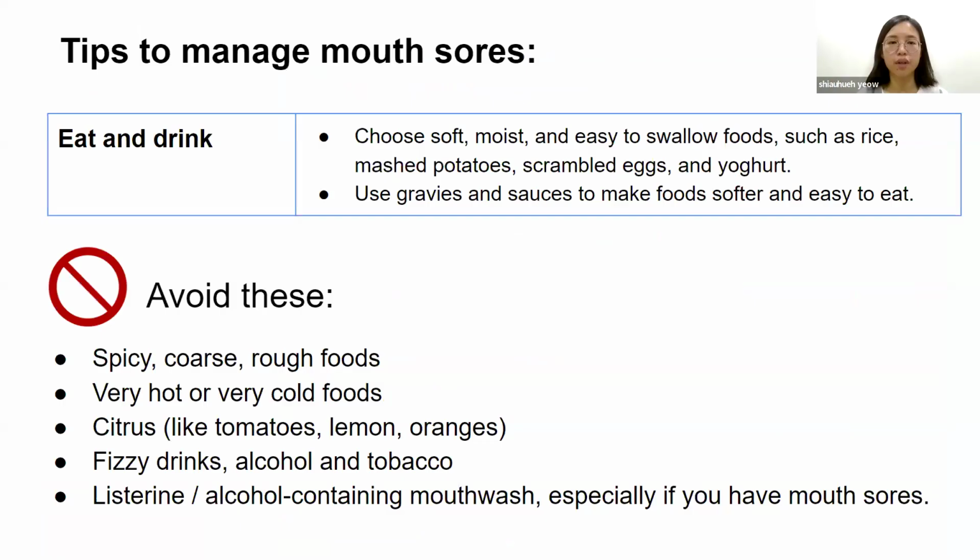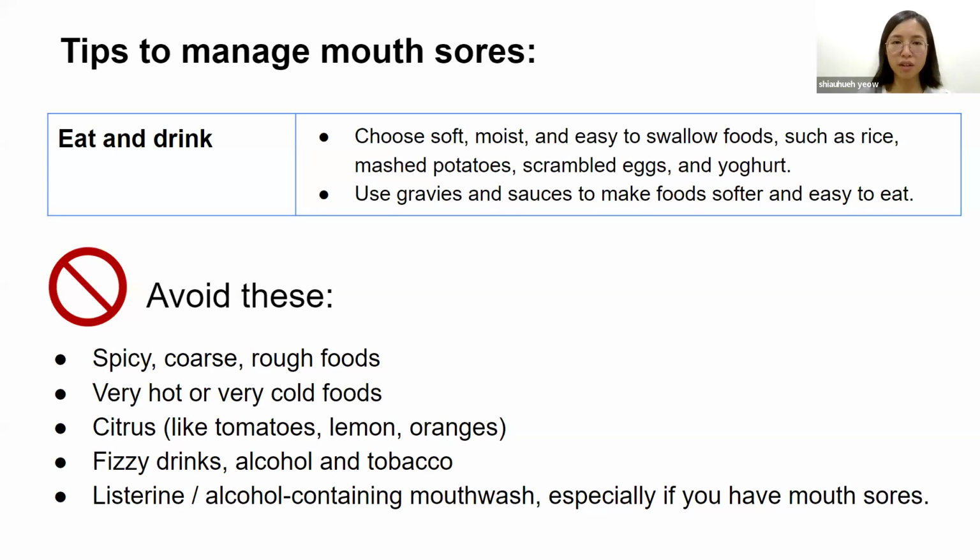And in terms of eating and drinking, you can try to substitute with soft and moist, easily swallowed food, such as rice, mashed potato, or scrambled eggs, and try to use calorie-dense food if you really have low intake of diet, to make sure you make up the calorie intake. And sometimes using gravies or sauce may also make the food softer and easier to eat.